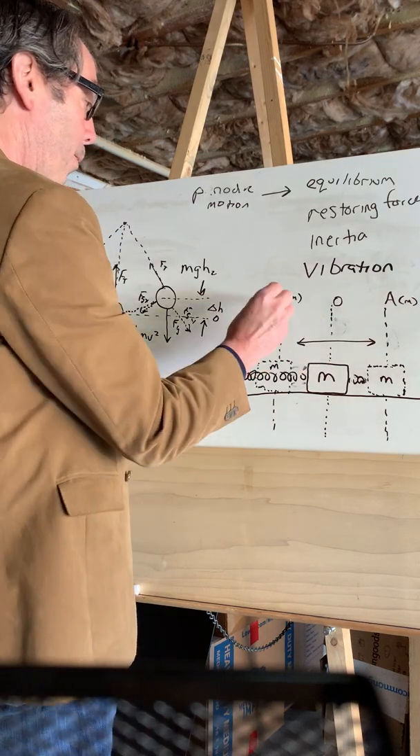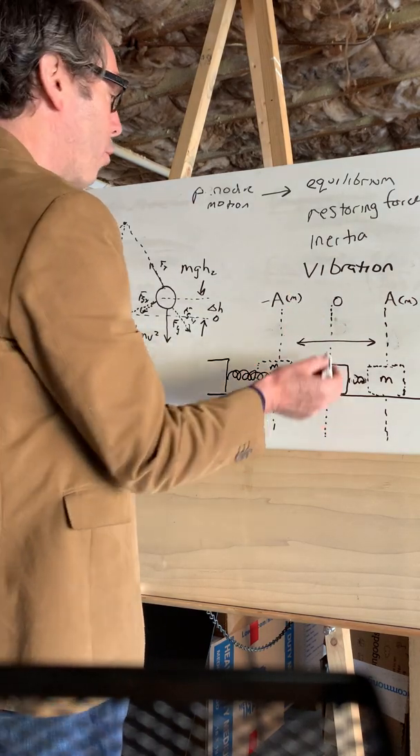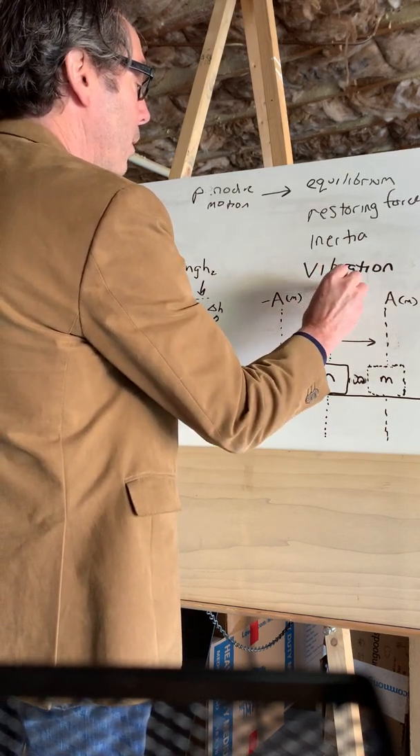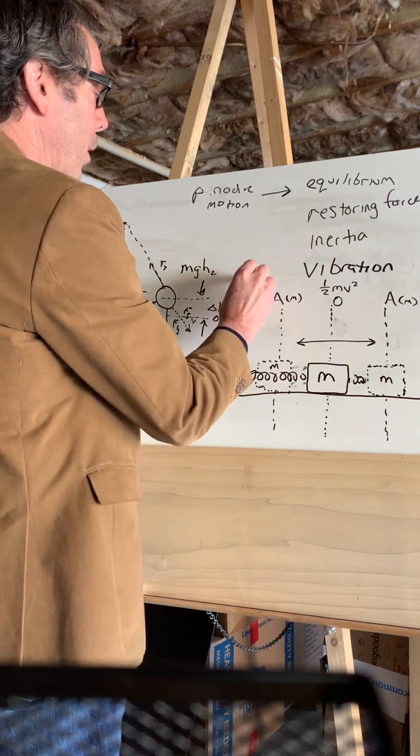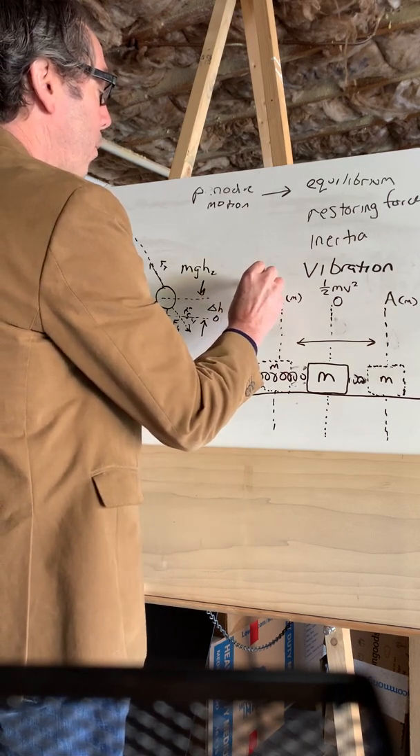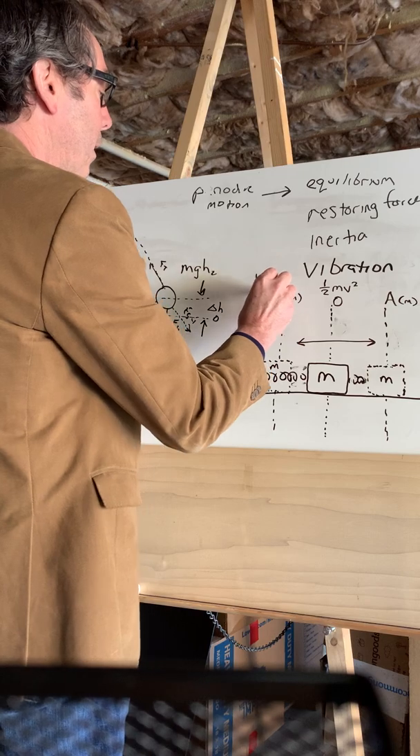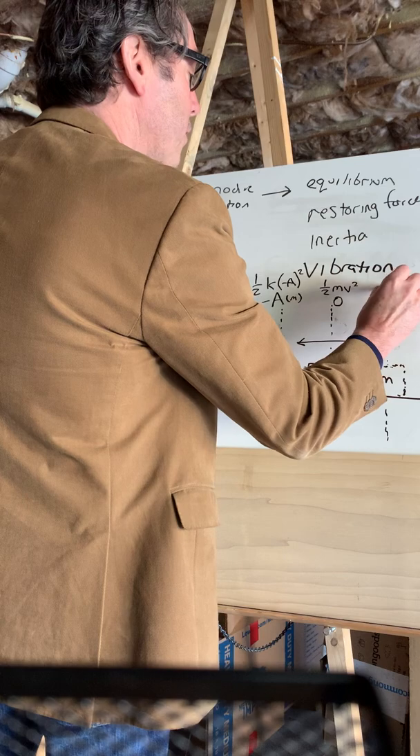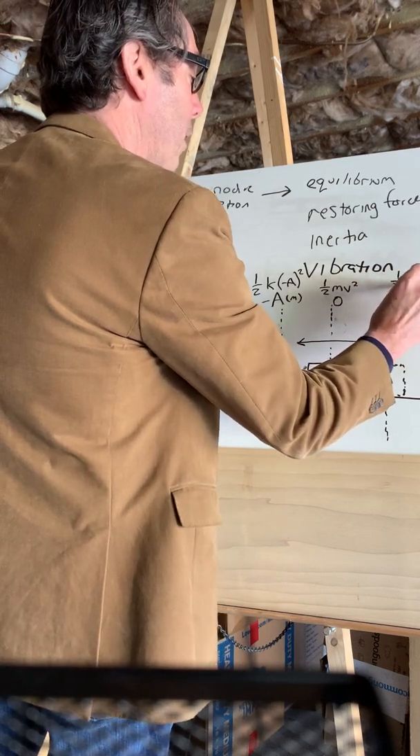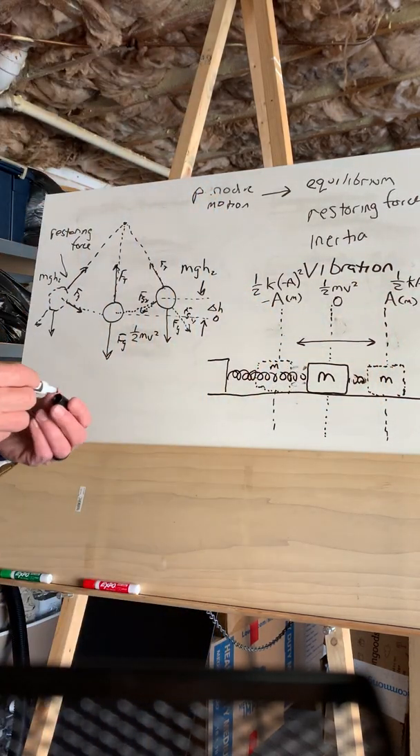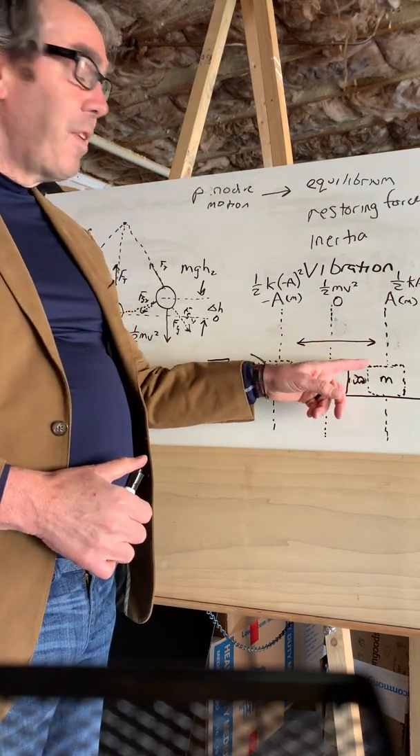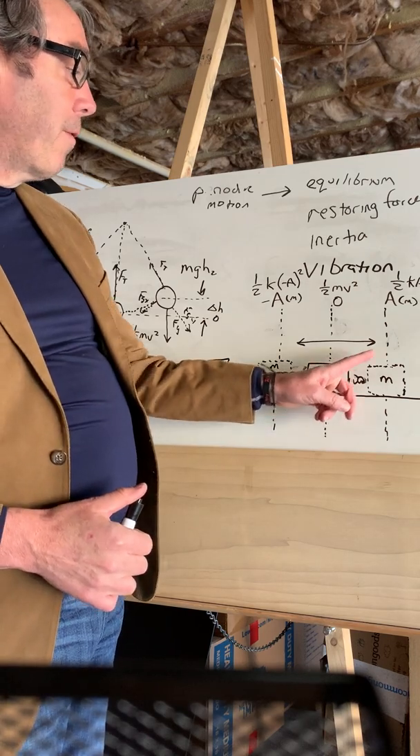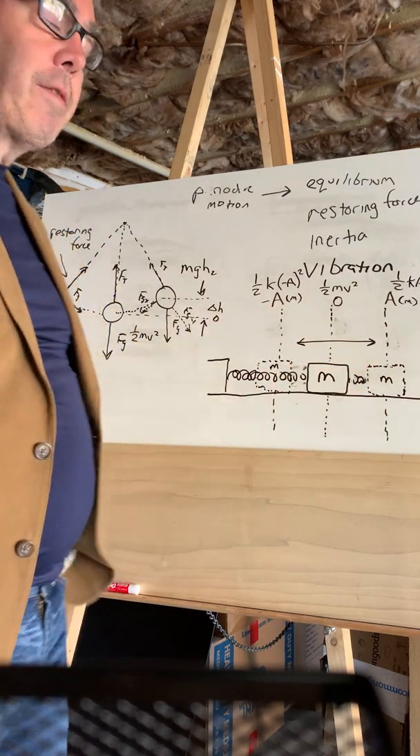And here, where the spring is at its normal state, there's no spring potential energy, but it's moving. So the energy is 1/2 mv squared. Here, energy will be 1/2 k negative A squared. And here the energy will be 1/2 k A squared. Now you can calculate the velocity anywhere in this system by subtracting the spring potential energy at that point from the total spring potential energy, and whatever's left over is going to be the kinetic energy, which gives the velocity.